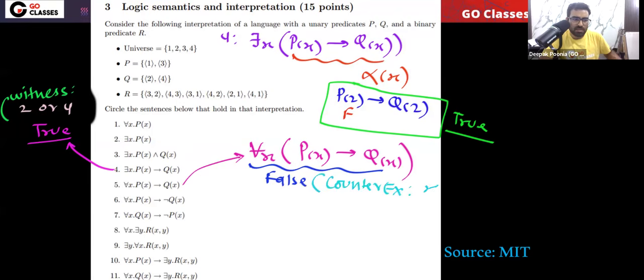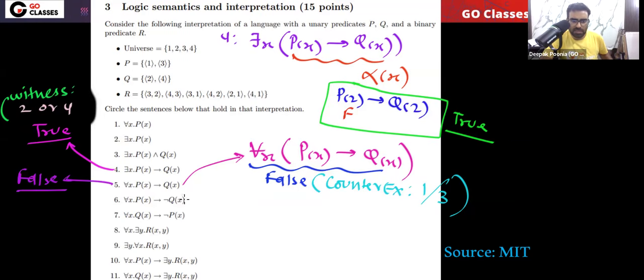Counter example is, you can take 1 or 3 as the counter example. Very simple, because for this element 1, p is true but q is false. But the fifth statement is saying that for any element in the domain, if p is true for that element, then q is true for that element. But you can see for element 1 comma 3, p is true but q is false. So this fifth statement will be false.